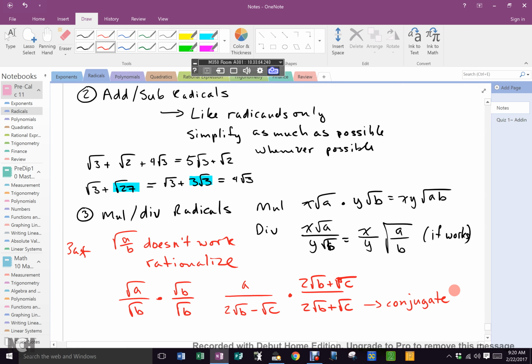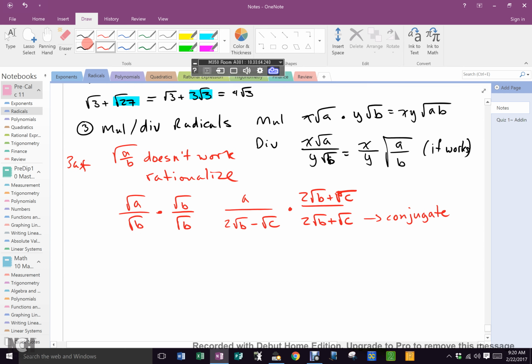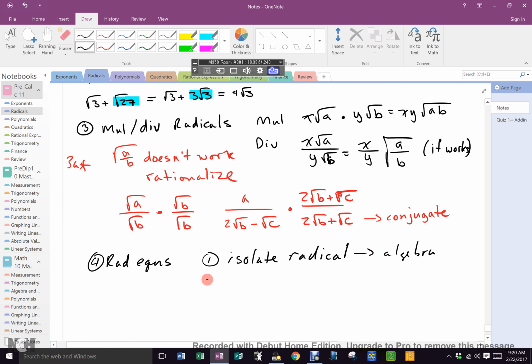Everybody good? And the last thing you need to know for tomorrow's test is radical equations. Step 1, isolate the radical. How do you isolate the radical? With algebra. Step 2, square everything to eliminate the radicals, because there might be more than one.